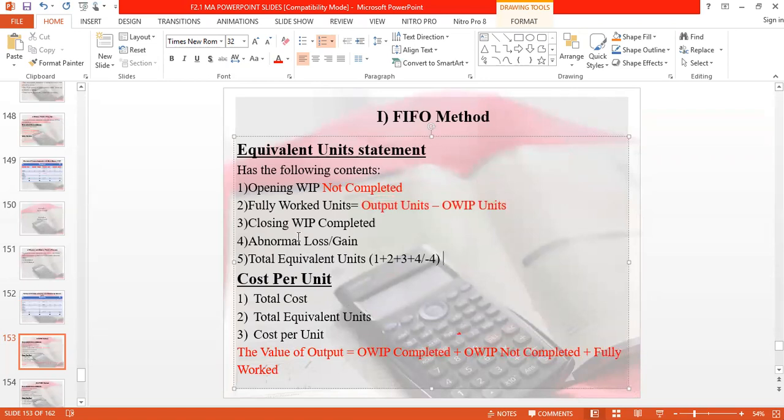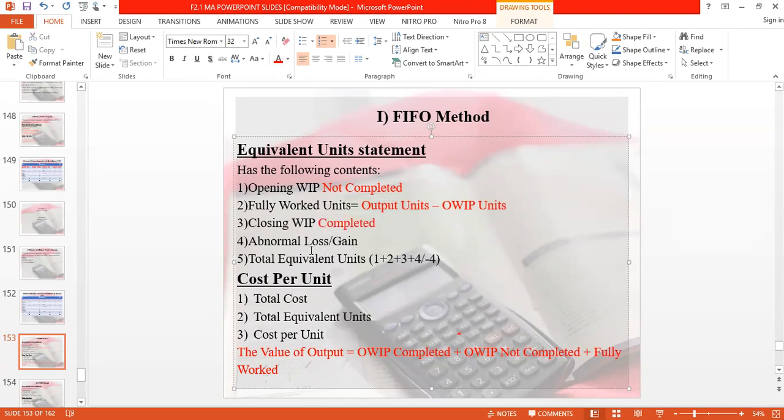So in the FIFO method, you start with opening work in progress not completed. Please note this somewhere. Fully worked units is output units minus opening work in progress units. And then there is closing work in progress completed.